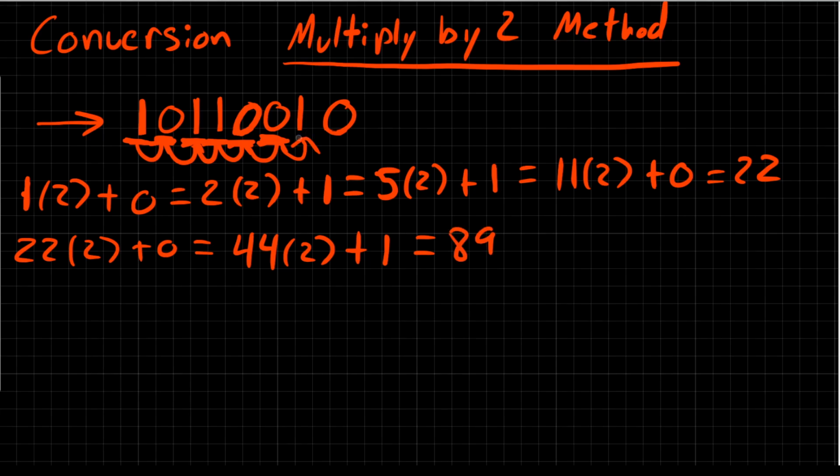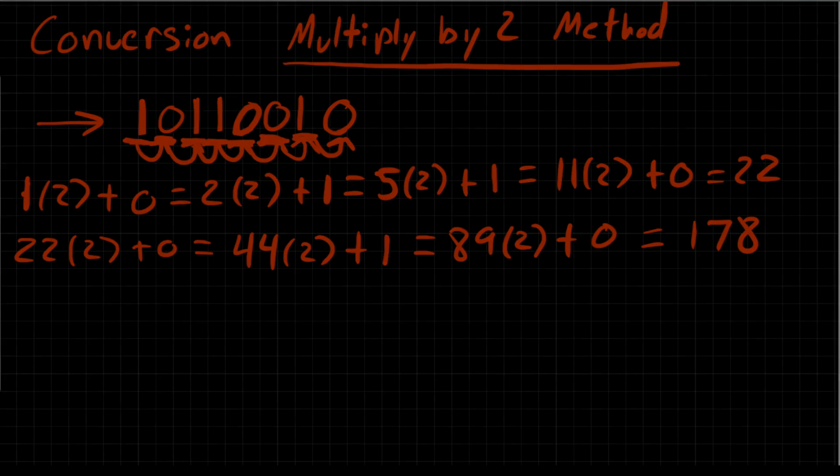And finally, we're going to multiply by 2 for the last time and add the next bit. So we're going to multiply 89 by 2 plus the final bit here. Once we get to that final bit, we're done. We're adding the 0 there, and this gives us a final answer of 178. This is our final decimal value for the binary 10110010.